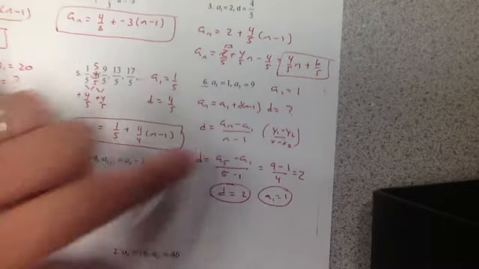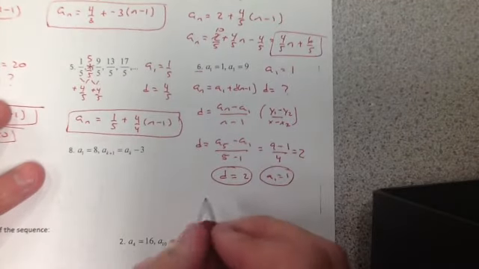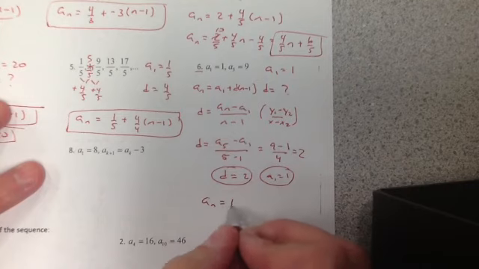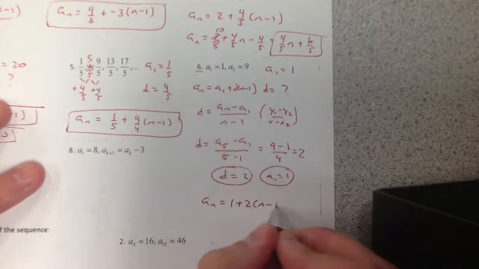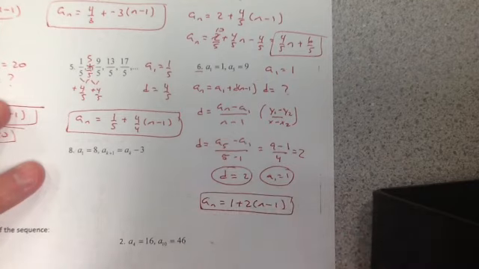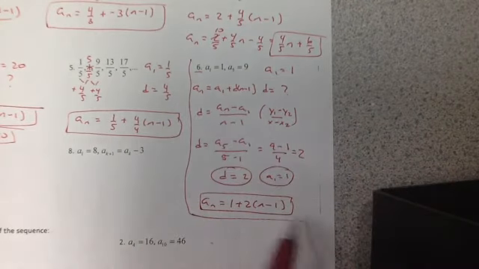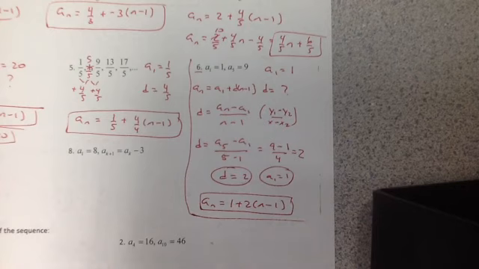We already had a sub 1 was 1. Sorry. And now we can write our equation. A sub n equals 1 plus 2 times n minus 1. And there's our answer. And that's number 6. Okay? Now, take a break right now. Go back and try number 6 if you want to. Then join us for part 2, and we're going to go over the rest of this. Okay? See you then.